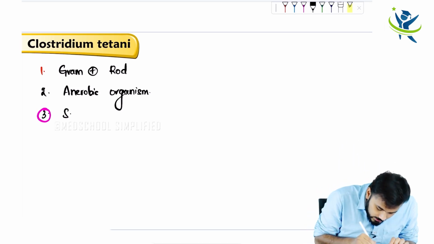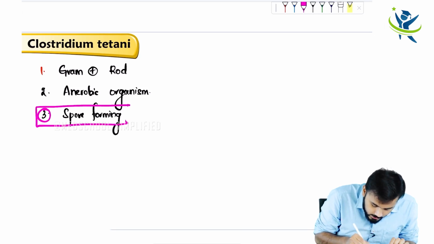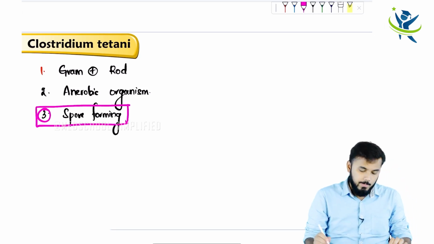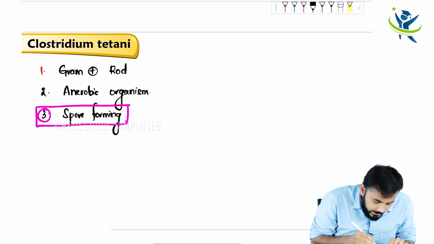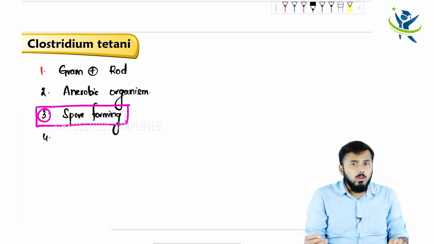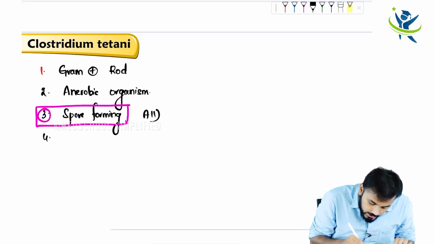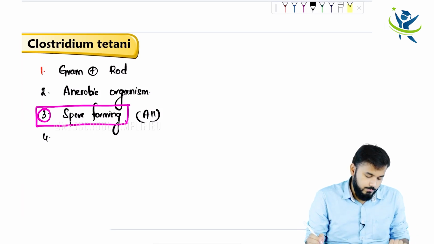So these organisms are spore forming organisms. Not only that, one very important thing: do all Clostridium species form spores? Yes, all Clostridium species form spores.